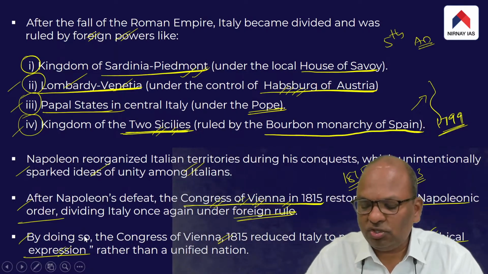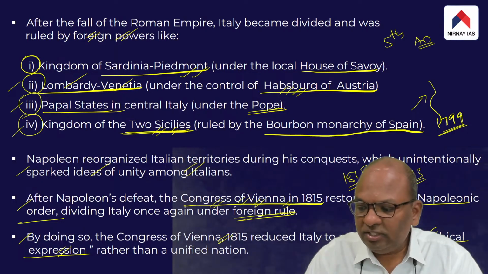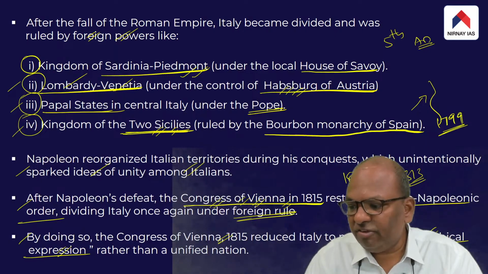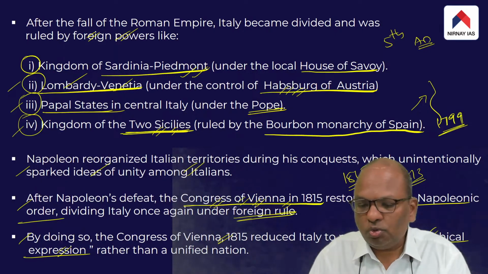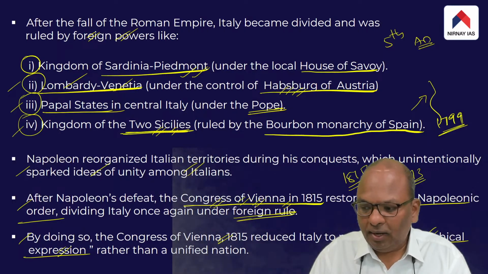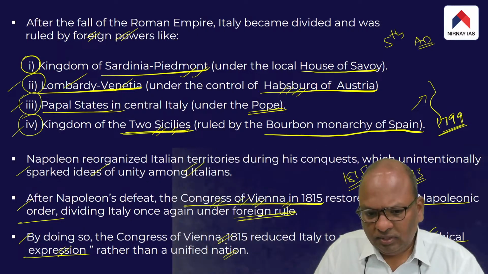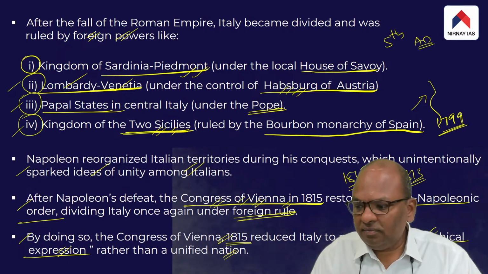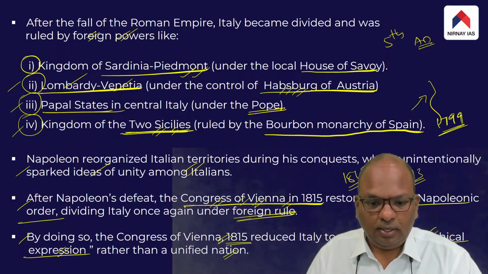In other words, politically speaking, there was no Italy. It merely became a geographical expression by 1815. But the point is, it was Napoleon who sowed the seeds of nationalism among the Italians. That's the point. But by 1815, once again, the rule of the foreign dynasties got re-established in Italy.